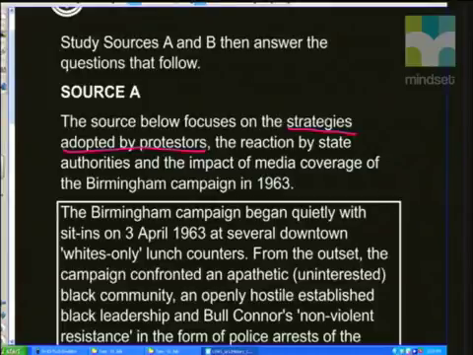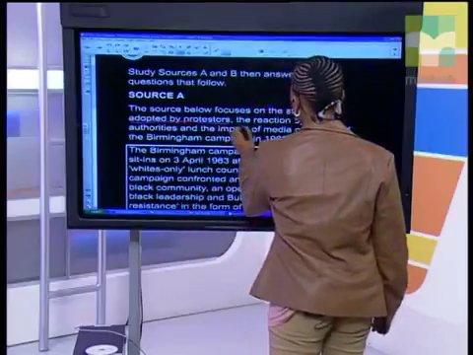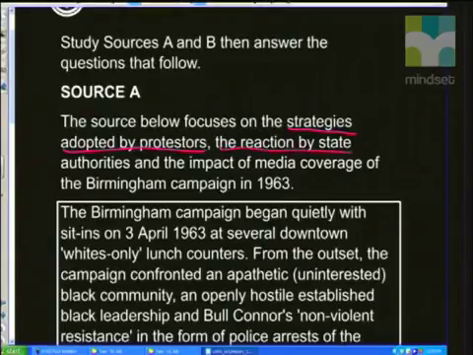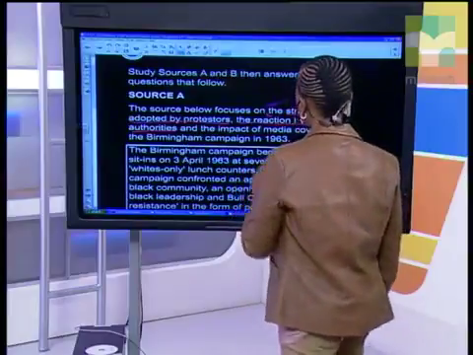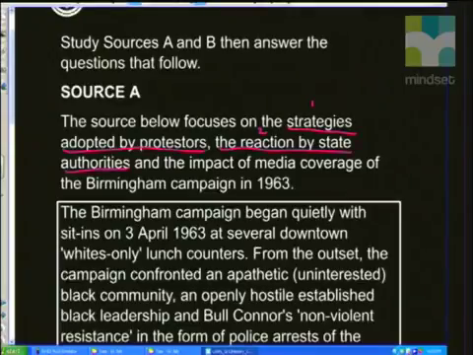And it also focuses on the reaction by the state authorities. Okay, so those are the 2 things. So the first one is the strategies. I'll write number 1 there. And then the second thing is the reaction by state authorities. And then there is a third thing that this source focuses on, and that is the impact of media coverage on the Birmingham campaign. So it's the impact of media coverage.